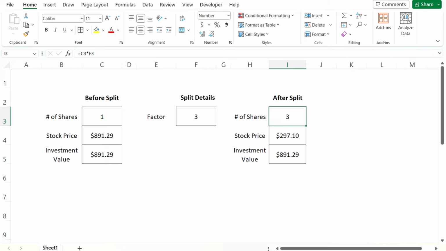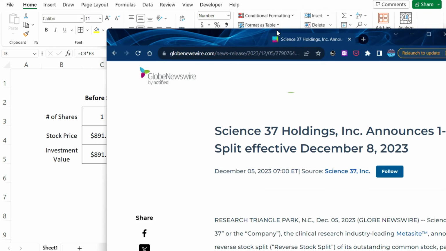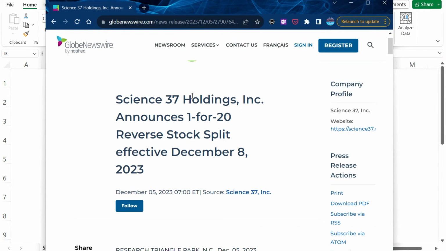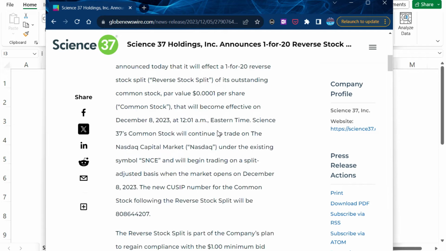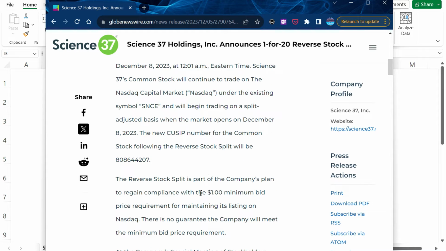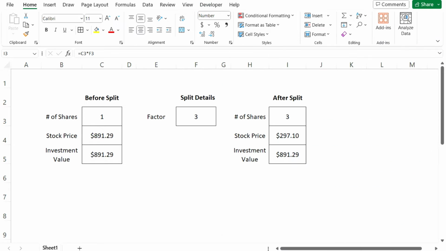Now, another example I'll give you is a reverse stock split. Again, this one doesn't matter, but this has the reverse effect. I'll show you a stock that recently announced it is doing a reverse split. I've never heard of this company, Science 37 Holdings, a 1-for-20 reverse stock split. We can see that it's doing that to stay above the $1 minimum bid. With exchanges like the NASDAQ and the New York Stock Exchange, a stock has to stay above $1, otherwise it gets delisted. So that's the main motivation for stocks in this situation.